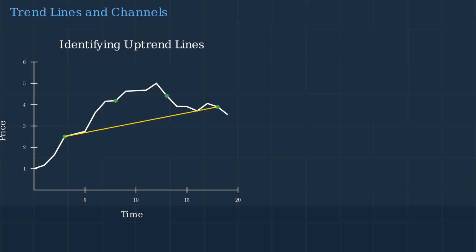We draw the uptrend line by connecting these significant lows. This line serves as a support level for the price action. In an uptrend, prices tend to bounce off this trend line, which acts as a support level. Traders often look for buying opportunities when price approaches this support line.